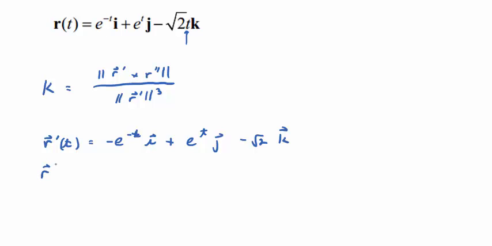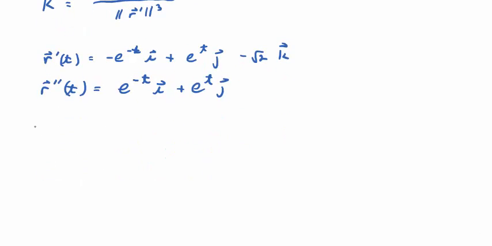Okay, r double prime of t is going to be e to the negative t by chain rule, i plus e to the t j, just minus 0k, so we won't even write it down. Let's take the cross product. That's what the formula tells us to do next. R prime of t cross r double prime of t.